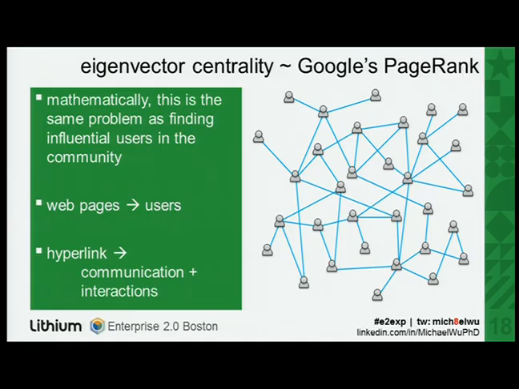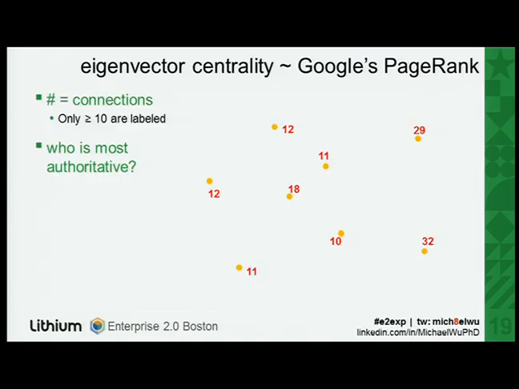All right, so what is this eigenvector centrality and PageRank? It's really simple. If I label all the users who have 10 or more connections here, who do you think is the influencer? Who is the most authoritative here? Most of you would probably think it's this guy with 29 or 32 connections, right?